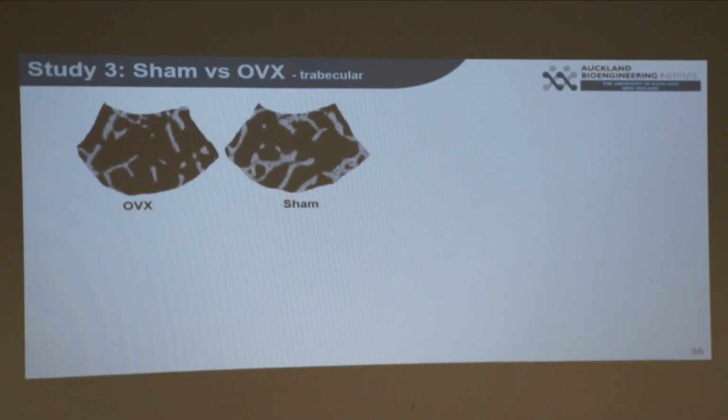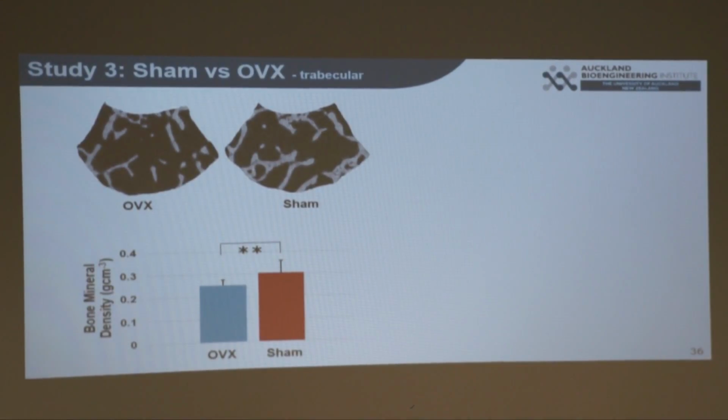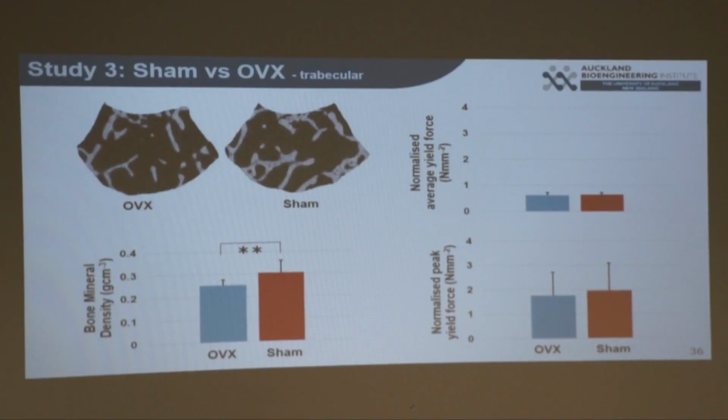So what I've got there is a cross-section through one OVX and one sham femur, and just by looking at those images you can see that the sham femur has a lot more trabecular bone, a lot thicker struts. Just looking at it you can see that the sham just looks a lot healthier than the OVX. And sure enough, that's what you see with the bone mineral density analysis. There's a significant difference between the two. But when we looked at the average yield force, we showed no real change across the groups, but the peak yield force showed that trend, although it wasn't a significant change between the two.